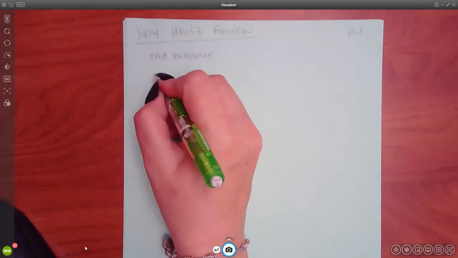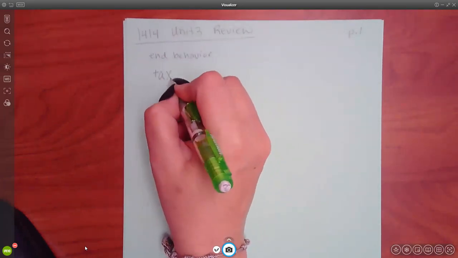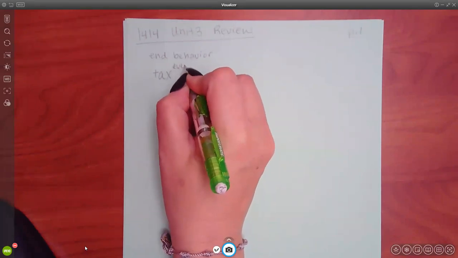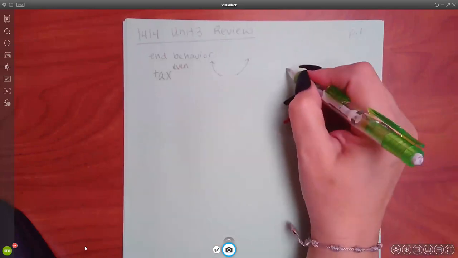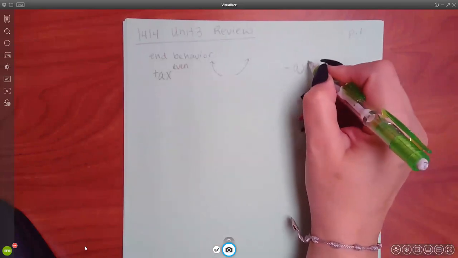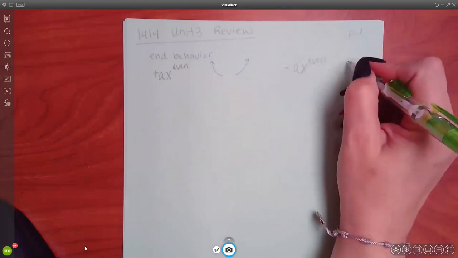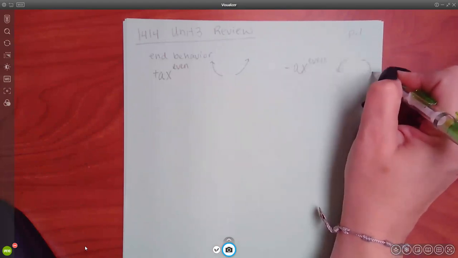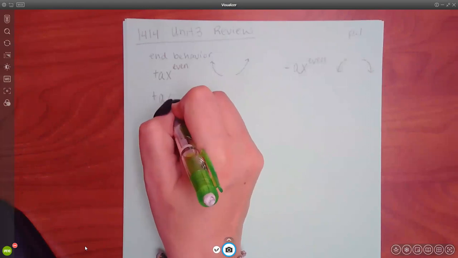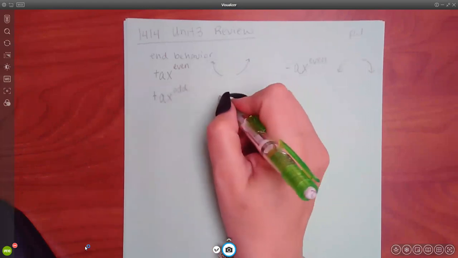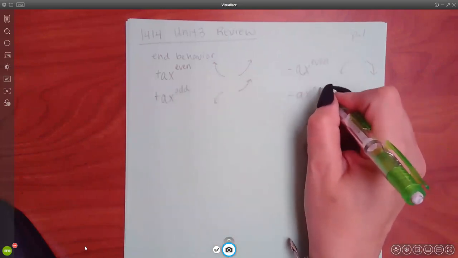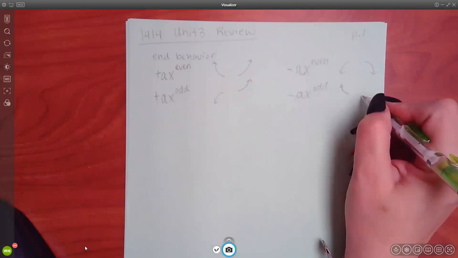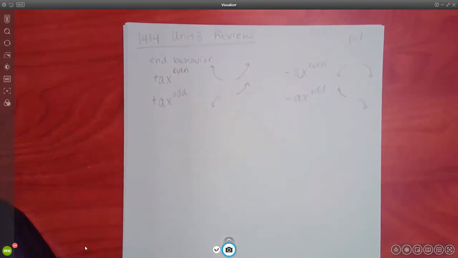Anyway, if you have a positive a x to the even exponent, it's going to look like this on the ends. If you have a negative a but an even exponent, then it's going to both go downward. If you have a positive but an odd exponent, they do this. And if you have a negative and an odd exponent, they go the other way. So we need to know that about all of our end behavior.